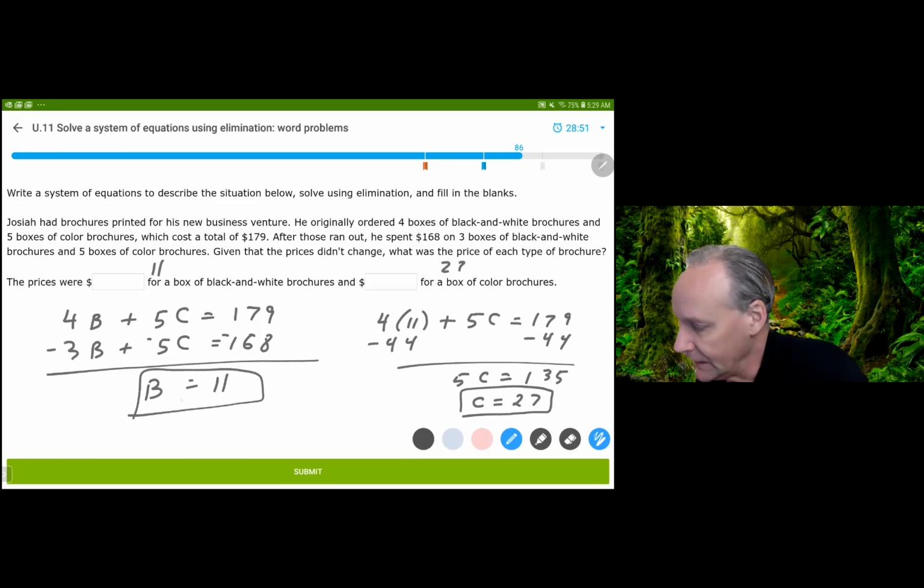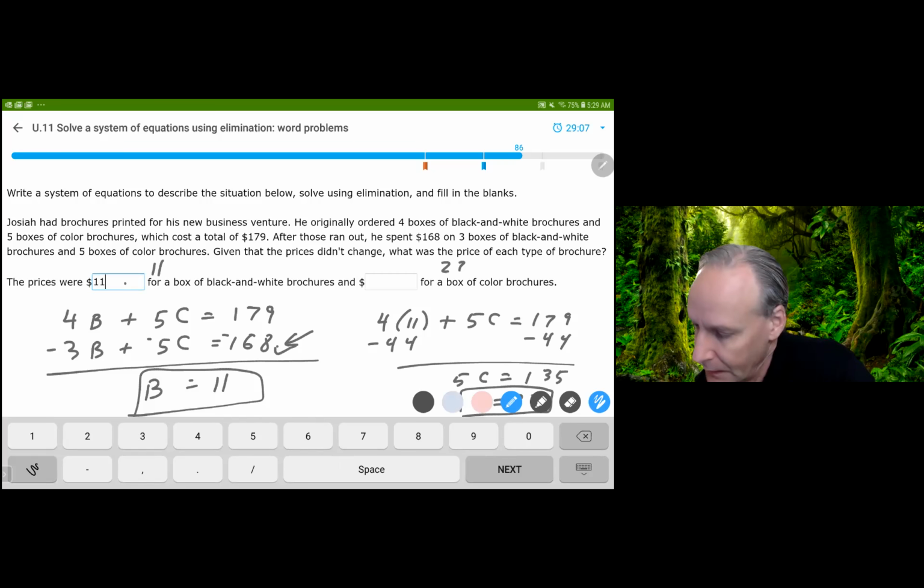So if we put the, which one am I going to do? I'm going to use this one right here. So let's see, 33 plus the 135 is equal to 168, and it does work. 11 for the black and white, 27 for the color.